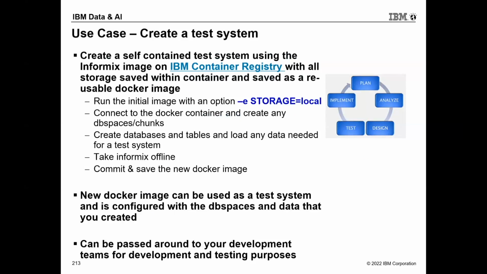Connect to the Docker container and create any dbspaces and chunks, create databases and tables, and load any data needed for a test system. Take Informix offline, then commit and save the new Docker image. The new Docker image can be used as a test system, created with the dbspaces and data that you created, and can be passed to development teams for development and testing purposes.